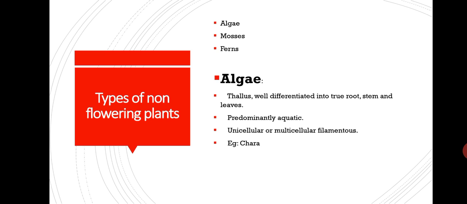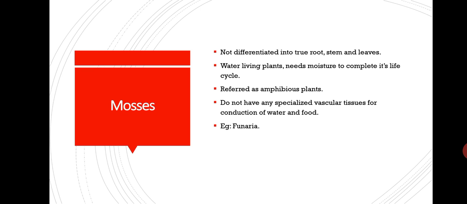These mostly live only in water, and some algae are unicellular, but most of them are multicellular in nature. An example is Chara. And the next one is mosses.